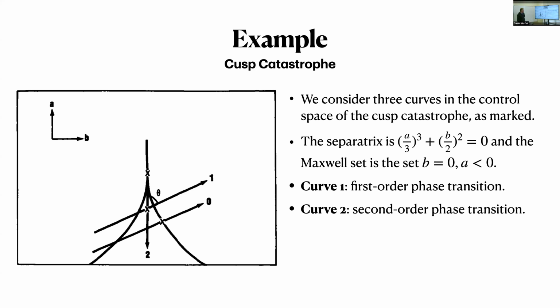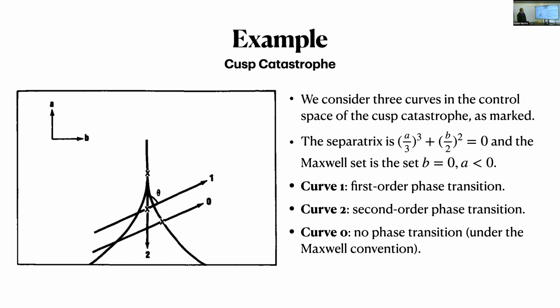I claim that on curve 1, there's a first order phase transition as you cross the Maxwell set. On curve 2, going down, there's a second order phase transition as you cross this cusp point. I haven't defined first and second order transitions yet. On curve 0, there is no phase transition under the Maxwell convention. This is a bit of a misleading statement. The infinitesimal piece of this curve that crosses here is not a phase transition. This part is, for the same reason that 1 is.